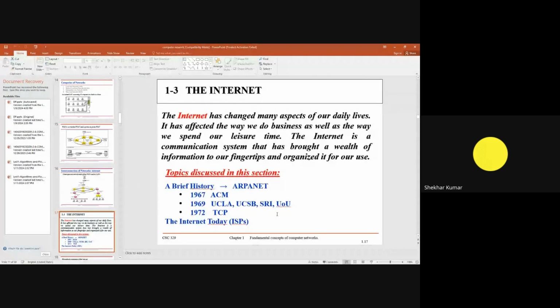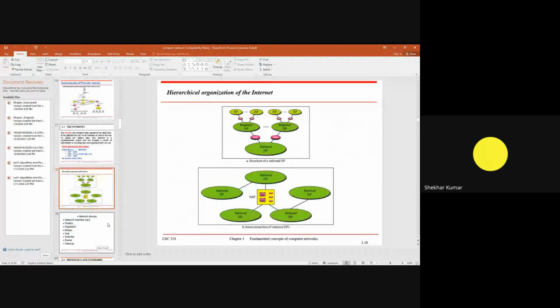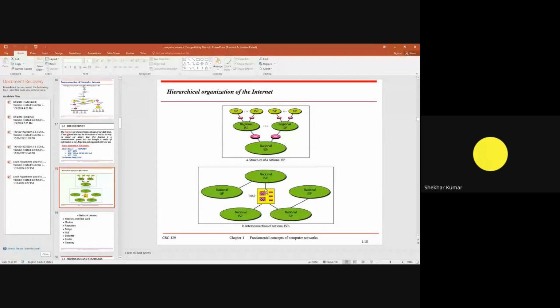Then we discussed the internet, which is a type of WAN and has changed many aspects of day-to-day life. Nowadays, everyone is using the internet. It has affected the way we do business as well as the way we spend our leisure time. It is a communication system that has brought a wealth of information to your fingertips. This is generally the architecture of the international interconnection of international service providers.